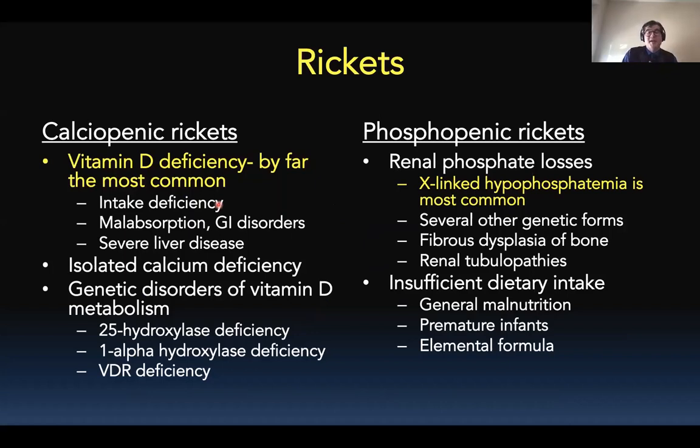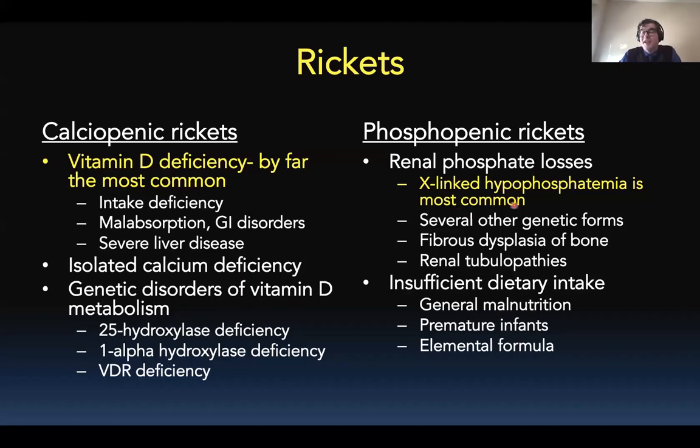Dr. Carpenter taught me many years ago to break down rickets into the calciopenic forms and the phosphopenic forms. And again, the calciopenic forms are by far the most common because vitamin D deficiency is the dominant form there. And you have to look at intake deficiency, GI disorders, malabsorption. You can have isolated calcium deficiency, but that is rare. And then there are also less common genetic disorders of vitamin D metabolism.